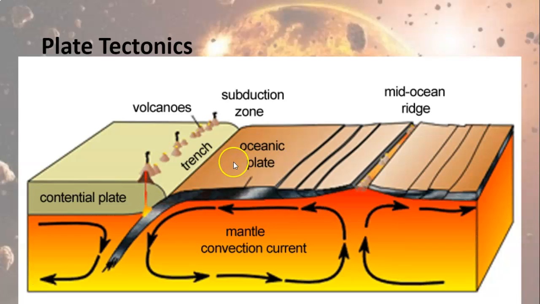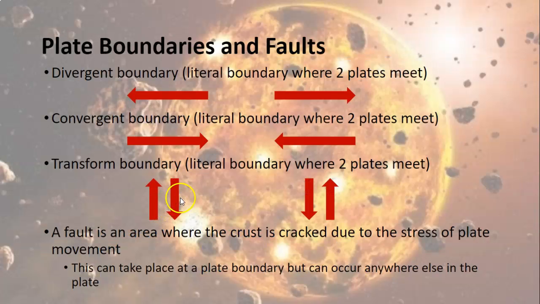And then on this other end, it's going to move under a continental plate, which is drier. It's going to be less dense than the oceanic plate. The oceanic plate is going to be pulled down due to gravity, and that's where we have our divergent boundary.